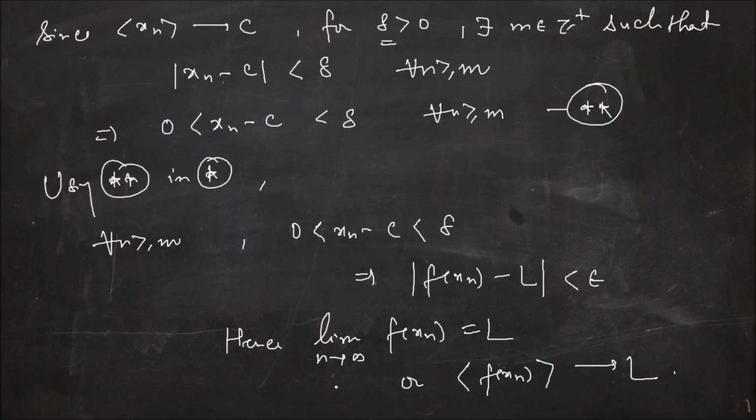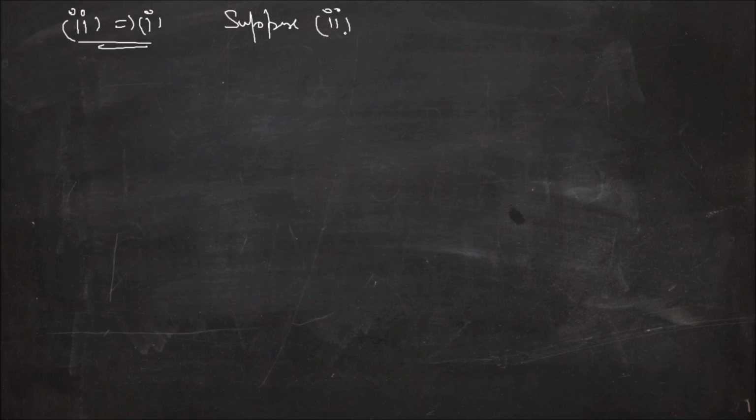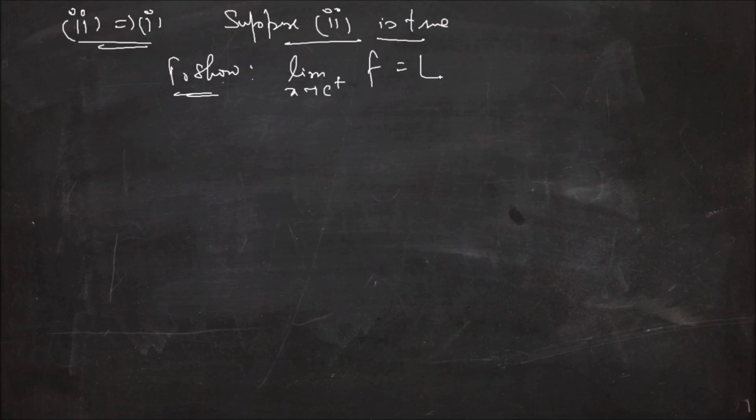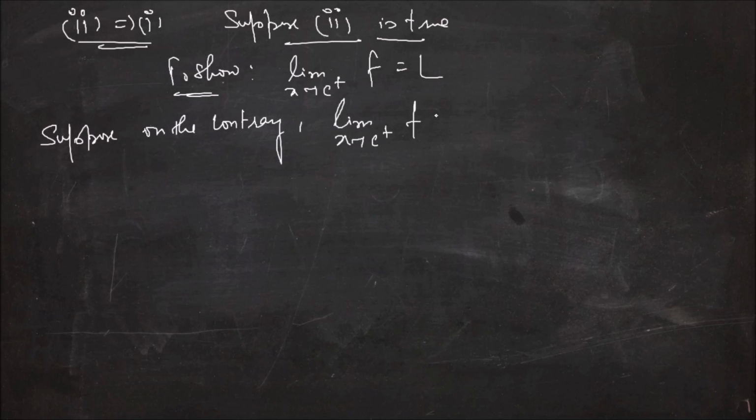Now the converse part: we will do second implies 1. So now we will prove second implies 1. So suppose the second is true. We have to show that the limit as x tends to c positive of f is equal to L. So we will take the contrapositive approach. Suppose on the contrary that the limit as x tends to c positive of f is not equal to L.